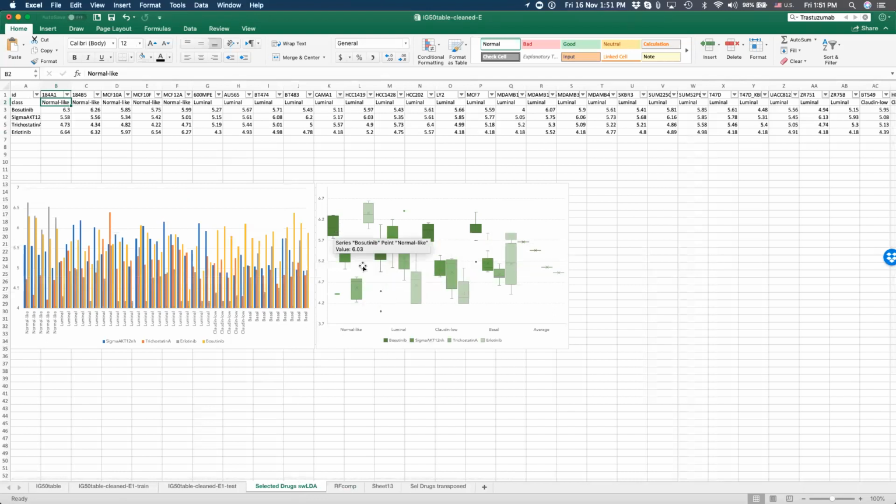So for example, the first one, bosutinib, you can see that it's going to be better for normal-like, not as good for luminal, and then okay for claudin-low. For this one, right, this is trichostatin, you can see that it's actually the best, or sorry, maybe it's this one, erlotinib, is the best for normal-like, and then not good for luminal and claudin-low, and a little bit better for basal. And so forth. But the problem is that you have only 4 of these.